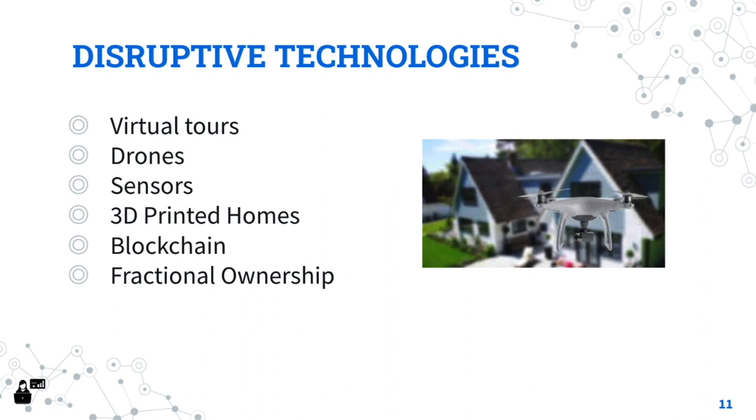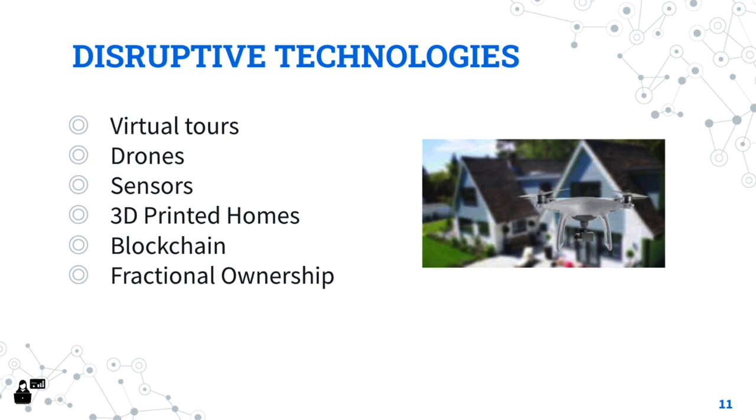Sensors. In commercial buildings, sensors are being implemented to detect the number of people in a room and time frames to better optimize cleaning times for staff. 3D printed homes. This is a new technology that reduces time to construction and number of laborers for an on-site job.